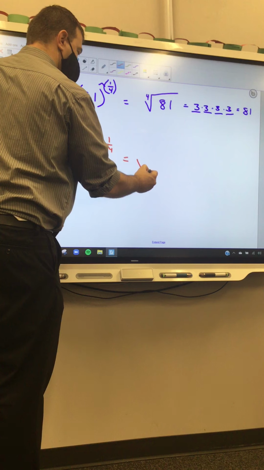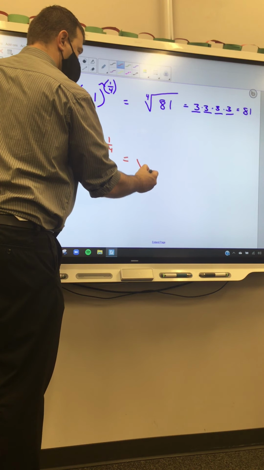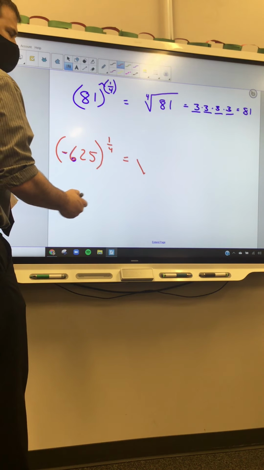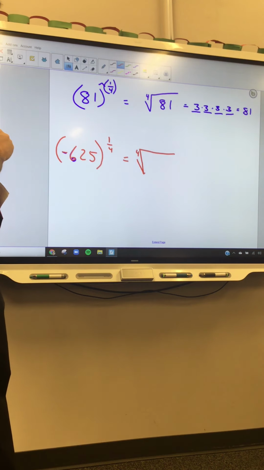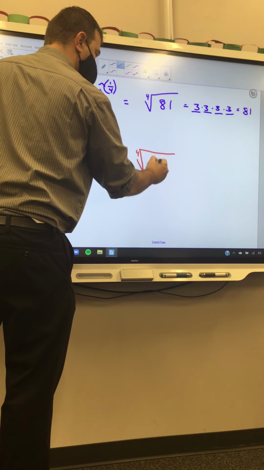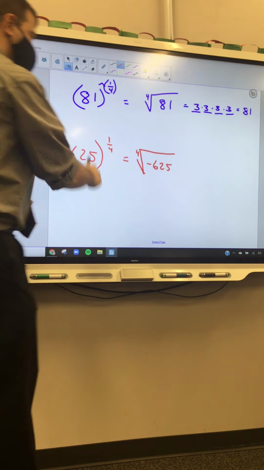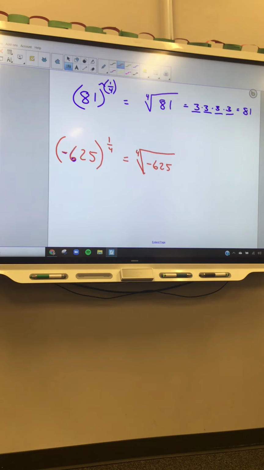Negative 625 to the little 4. No. I don't think, unless you're just saying it wrong. We would say the fourth root of. Oh, yeah. The fourth root of negative 625. Go ahead and try to plug that in your calculator. What do you get?